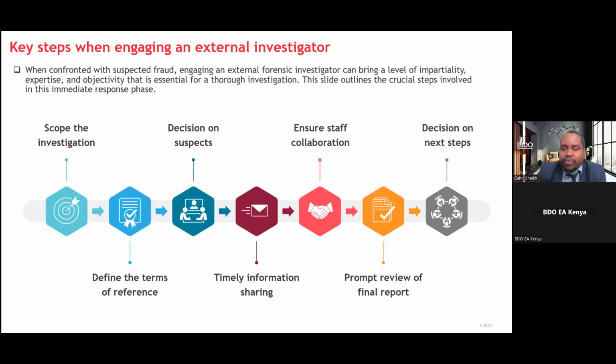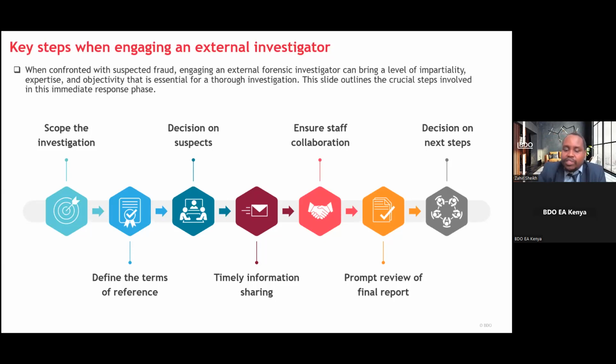Also, promptly review the final report, to ensure that the investigators have covered everything that you require, and also to ensure that you are aware of the issues that have been identified. Because usually with forensic investigations, not only will they uncover some of the fraud and losses that have been exposed, they will also uncover some of the controls that were circumvented or were not present, and that caused the fraud.